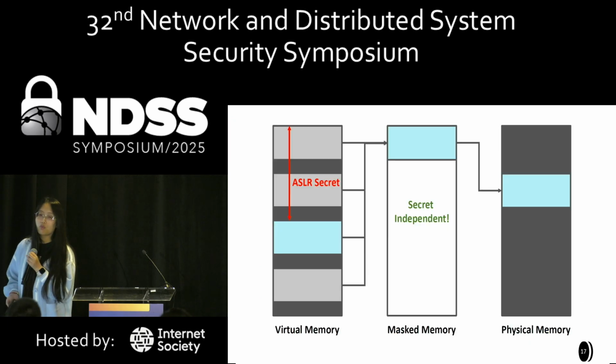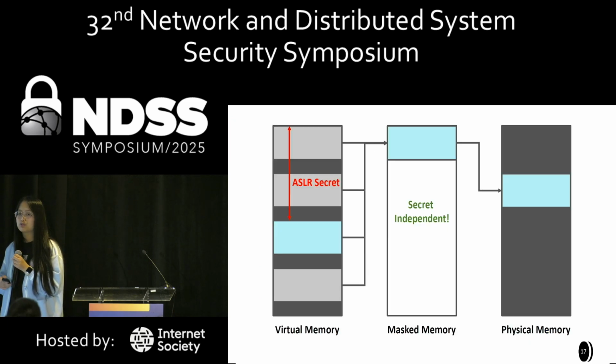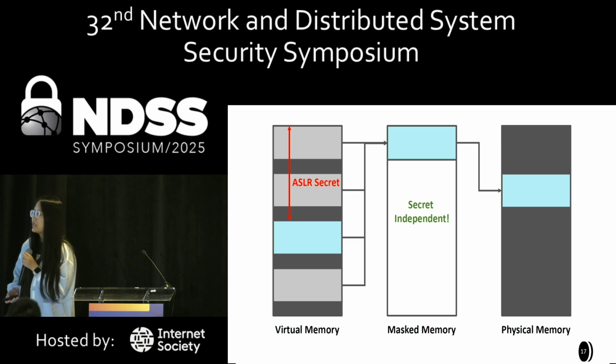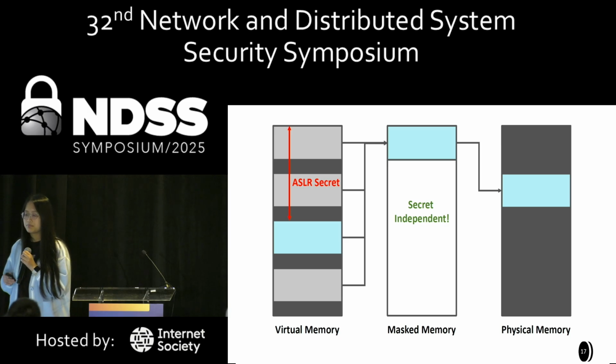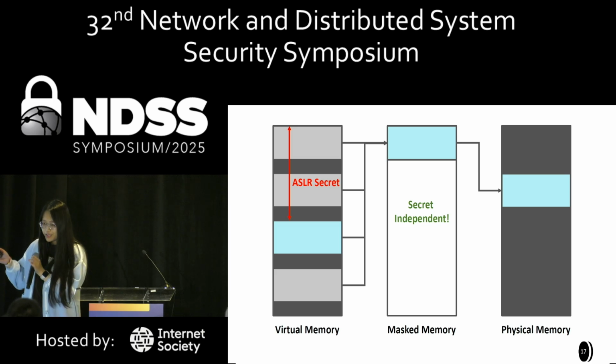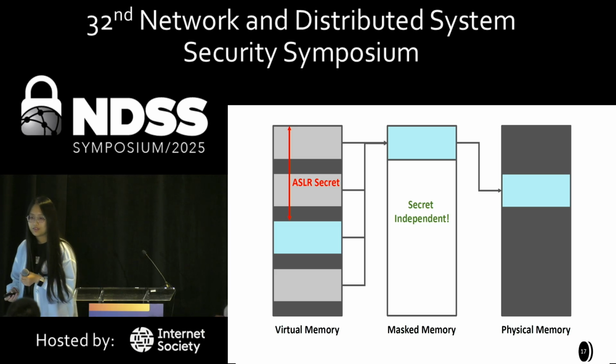In summary, in our work, we demonstrated that ASLR is vulnerable to many microarchitectural side channel attacks, and we show that by proposing this 3-layer virtual memory interface, adding the mask memory in between, we can successfully block all these microarchitectural side channel attacks. That's all for my presentation, and I'm ready to take any questions. Thank you.